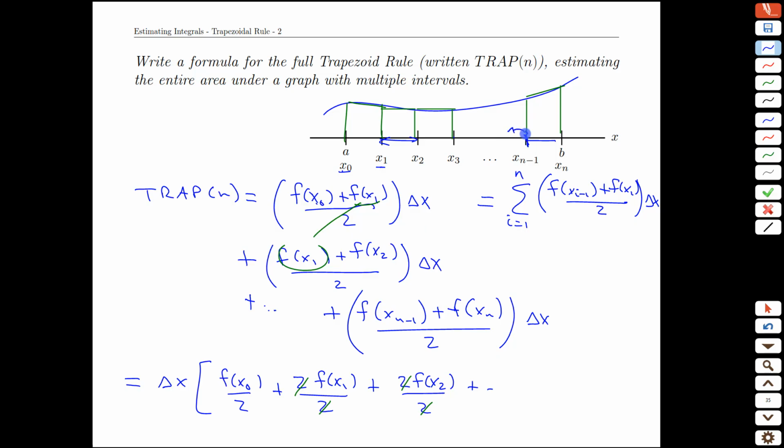Even x n minus 1 would appear in 2 subintervals. The only one that's not going to appear in a second interval, aside from x naught, is the last point, f of xn. It'll stay as just one term over 2. Why would we want this form instead of the other form? Because it'll make a more straightforward calculation.